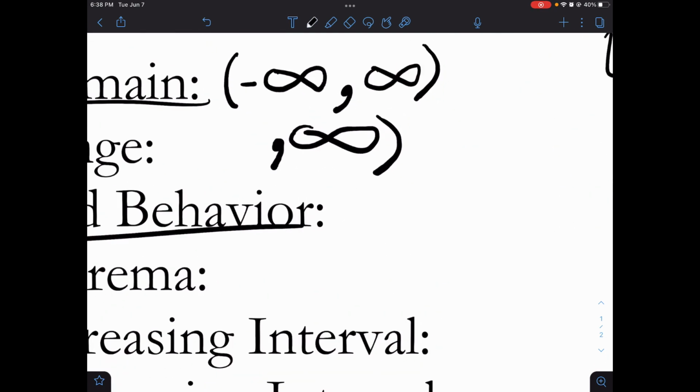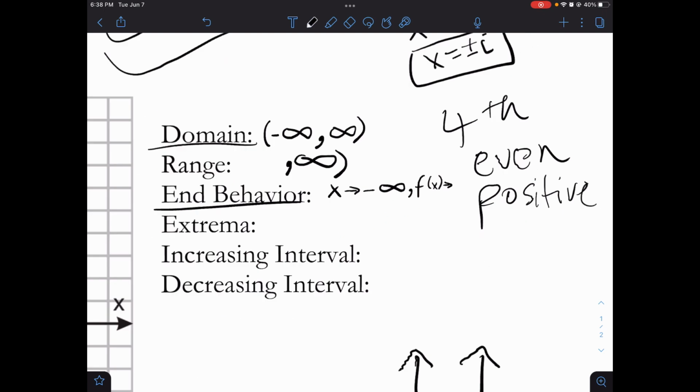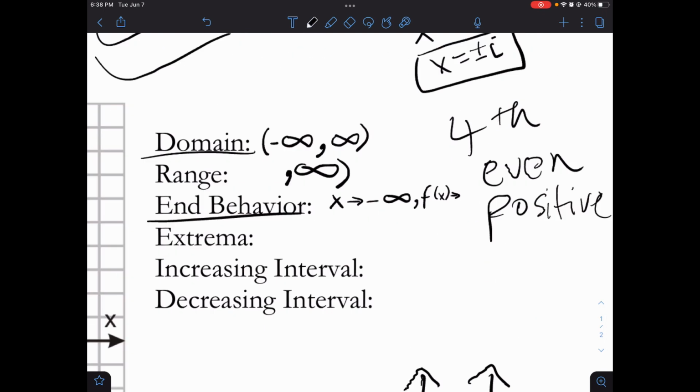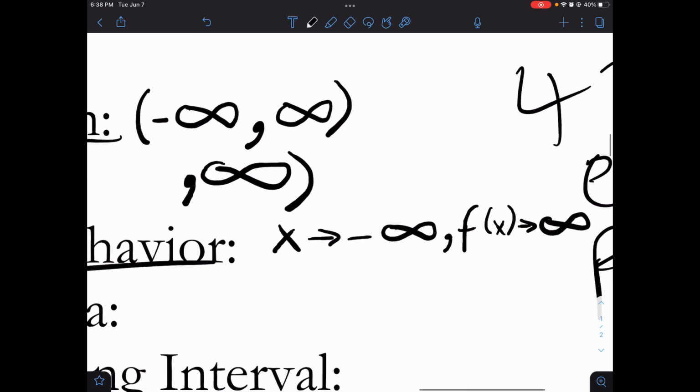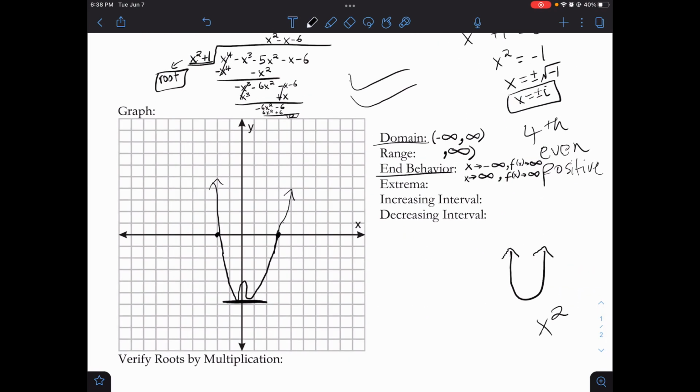So the end behavior is, as x reaches -infinity, f of x reaches positive infinity. And as x reaches positive infinity, f of x reaches positive infinity as well. Now to do the extrema and the increasing interval and decreasing interval, and the range, like the lowest point of the range, we're going to have to use a calculator.